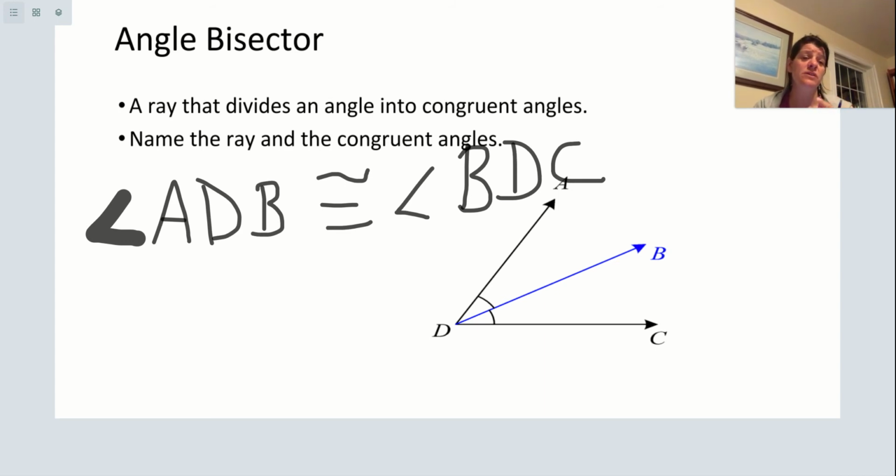So we are going to be defending ourselves and really giving reasons, and we need to be specific about it. So if we know that something is an angle bisector, it means those two angles that it created by cutting it in half have to be equal.